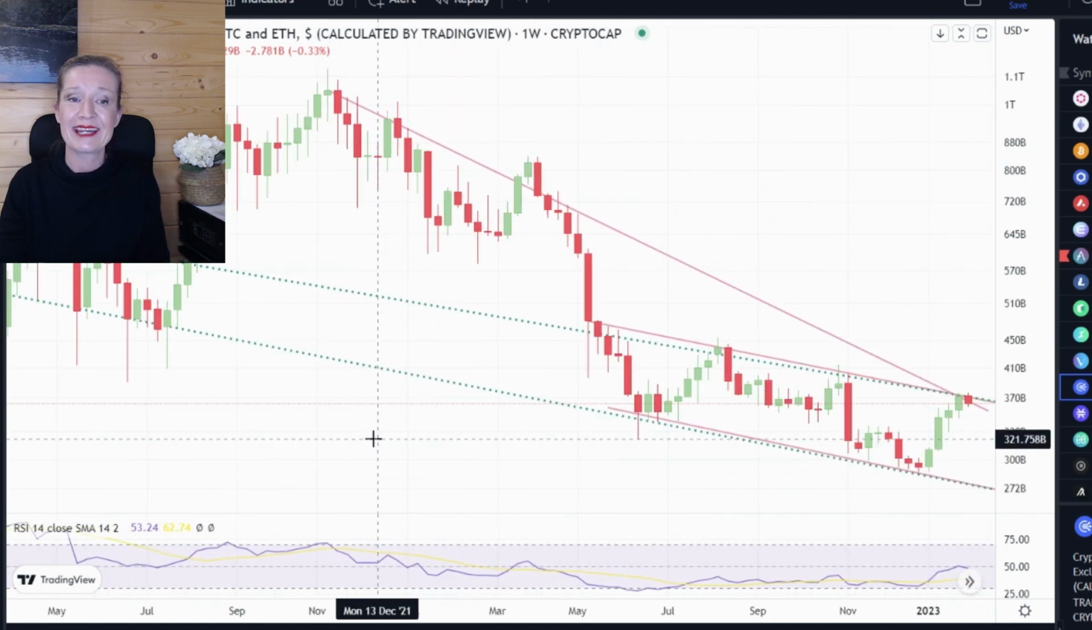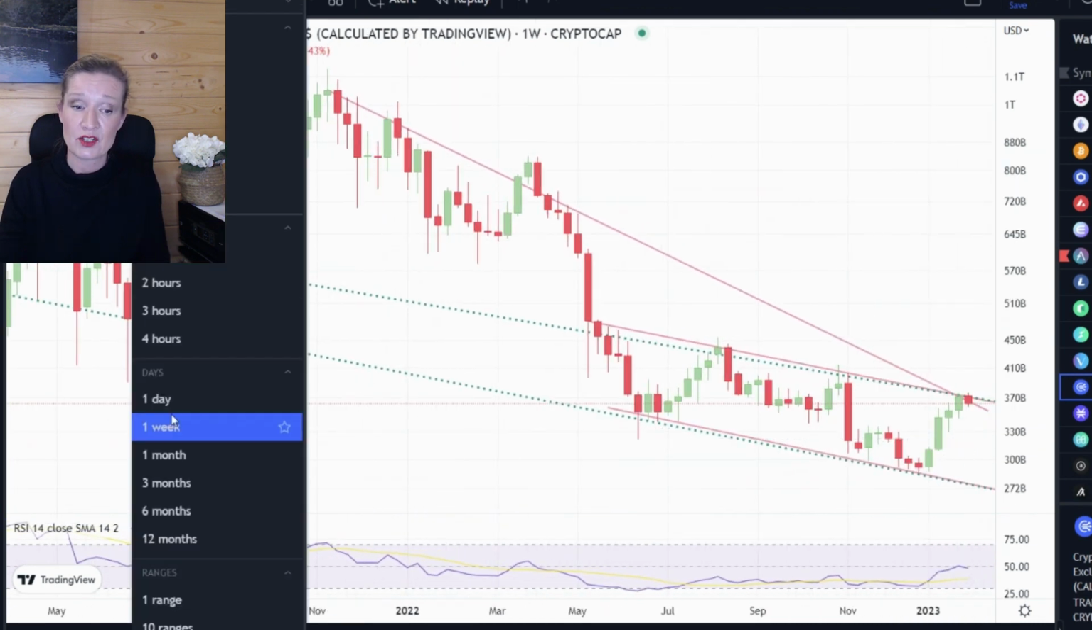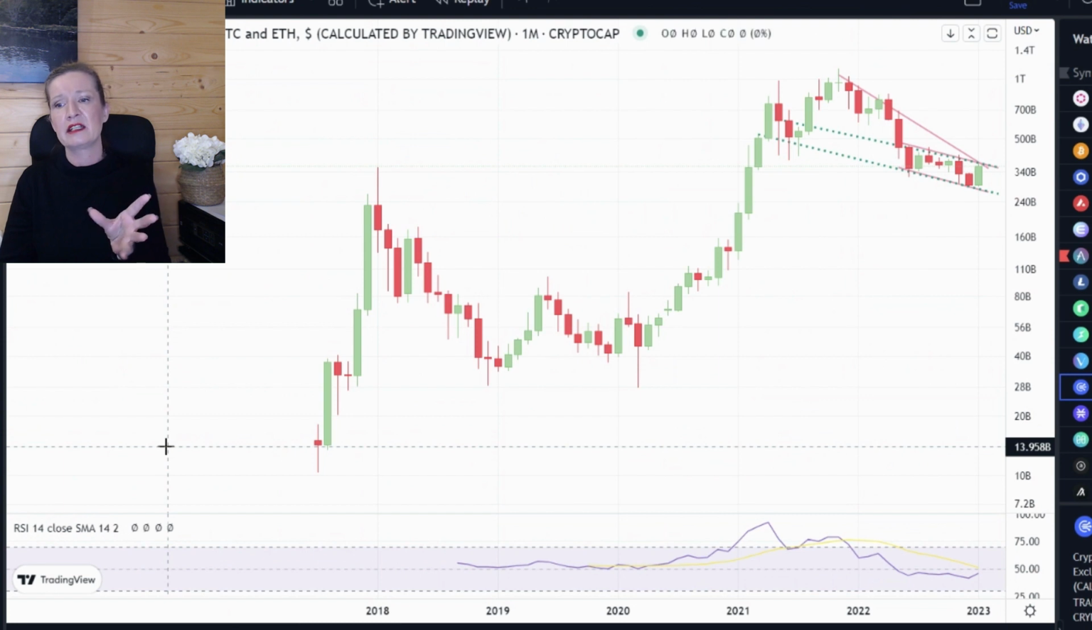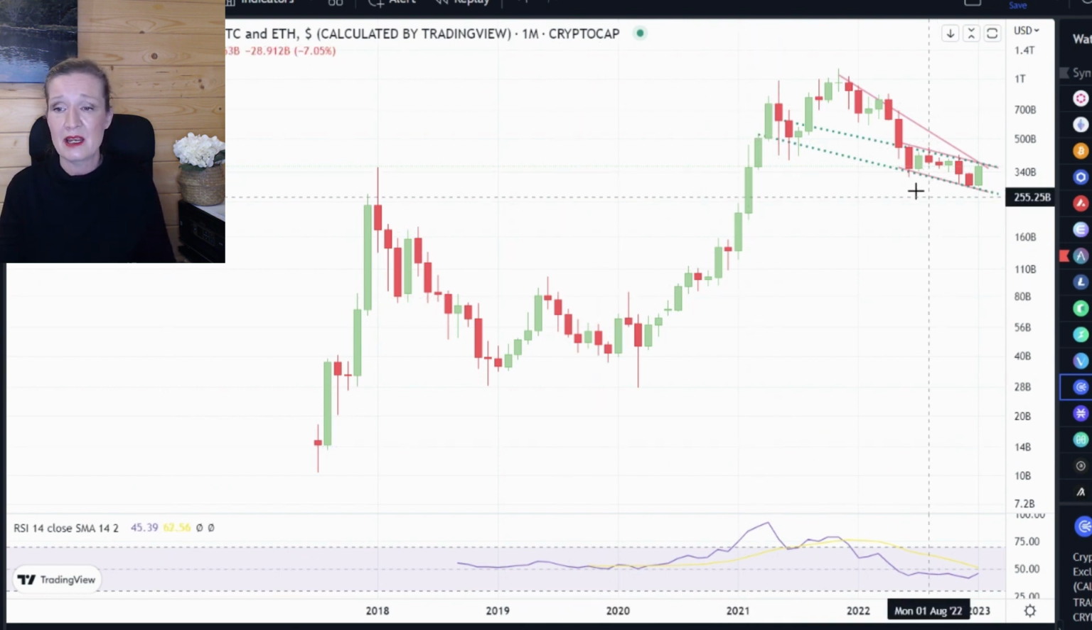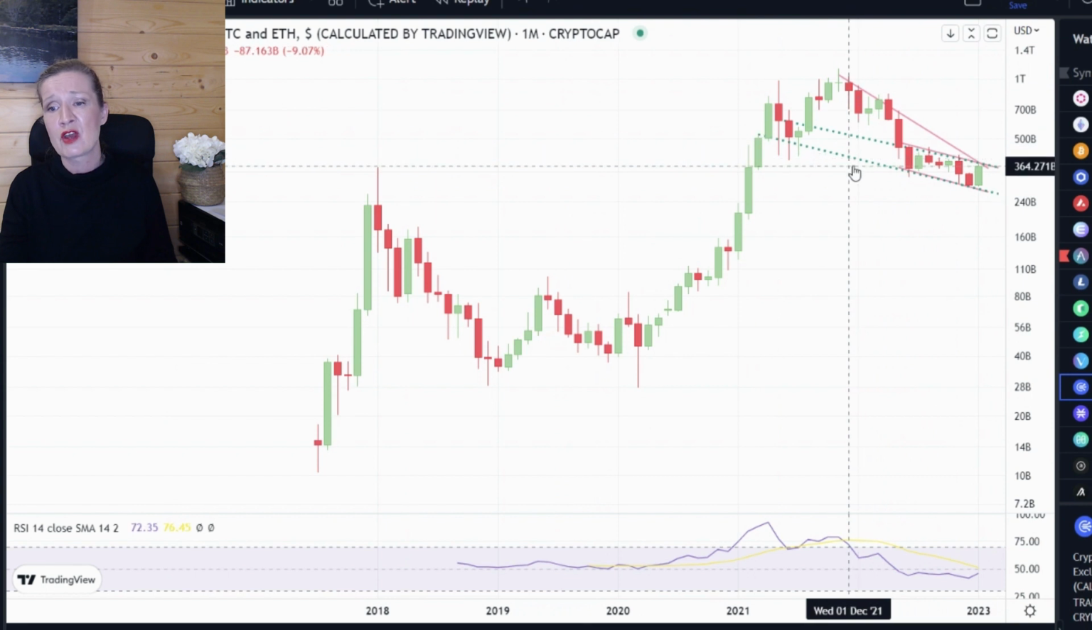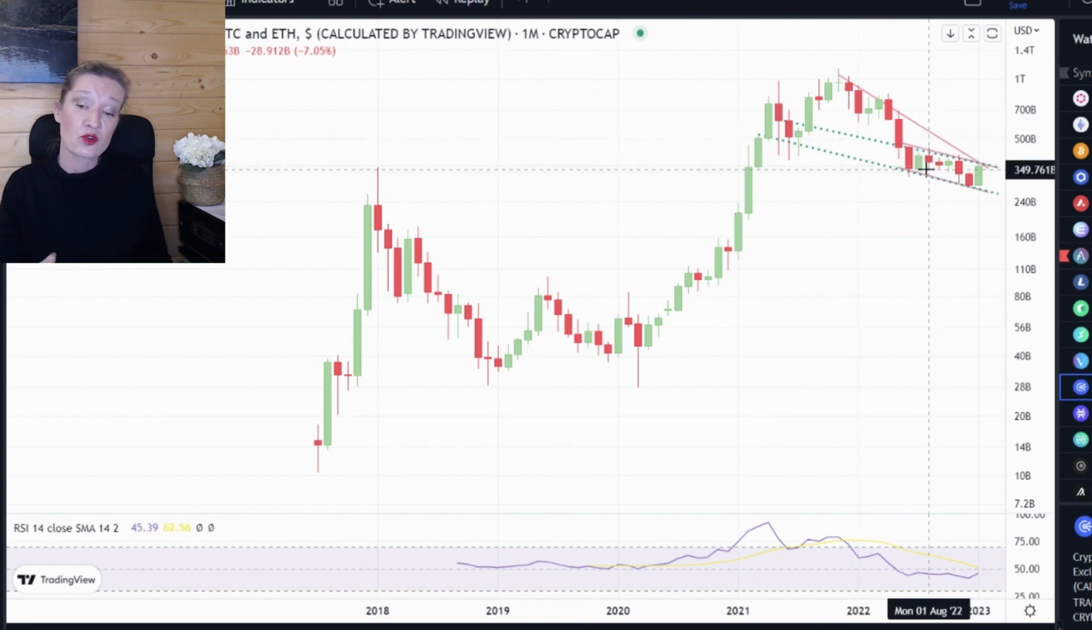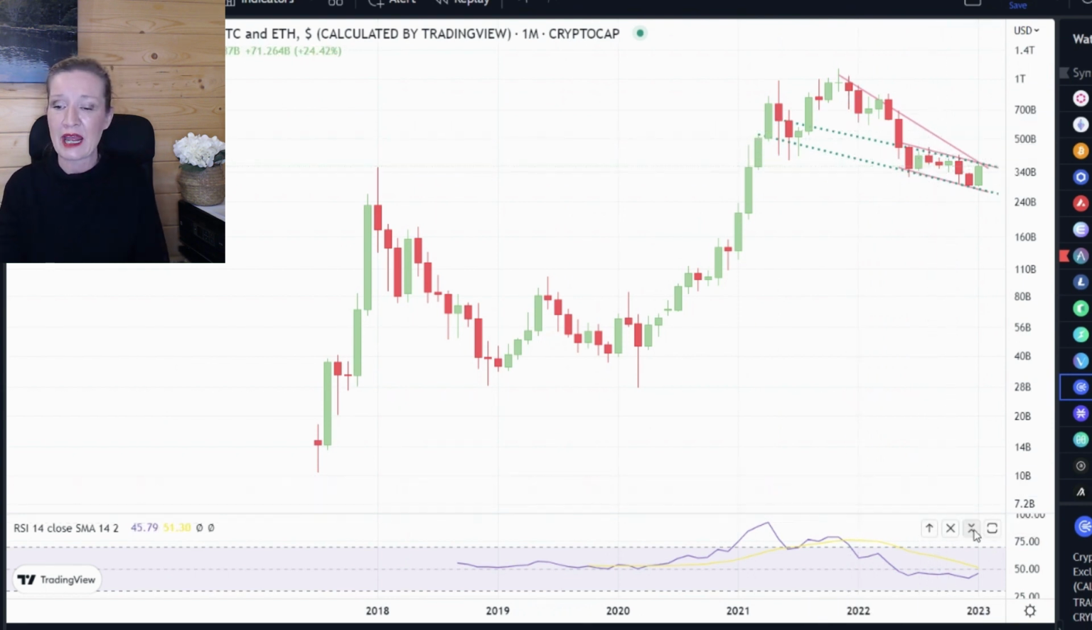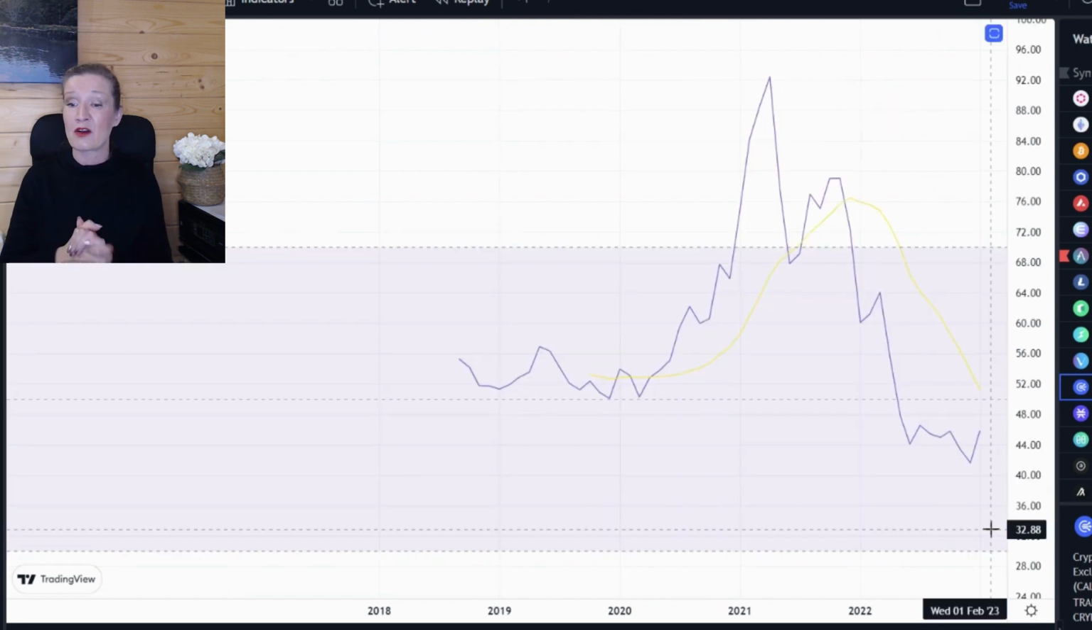And what we're going to look at now is the monthly chart. And as I said earlier, the trend on the monthly chart is a lot stronger than the trend on a weekly chart. And we can see we're still within the range of these trend lines that I have drawn in the past. But what I want to look at here is the RSI.